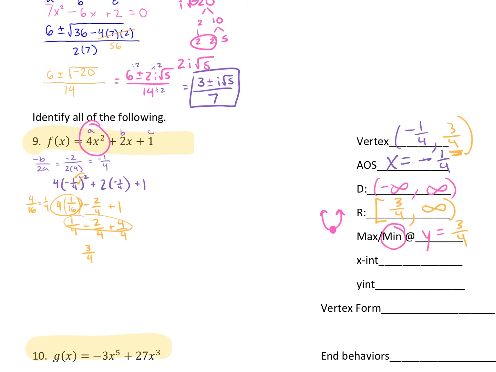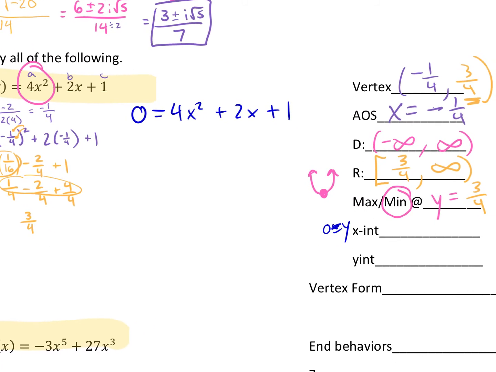All right, next let's find our x-intercept. How can I find the x-intercept? Factor it. So I'm going to plug in 0 for y and factor it. So 0 is equal to 4x squared plus 2x plus 1. How would I factor this? Quadratic, but let's see if it actually factors. So we would multiply the first times the last and get 4. Do we have two factors of 4 that add to 2? Nope. So then we have to use the quadratic formula.